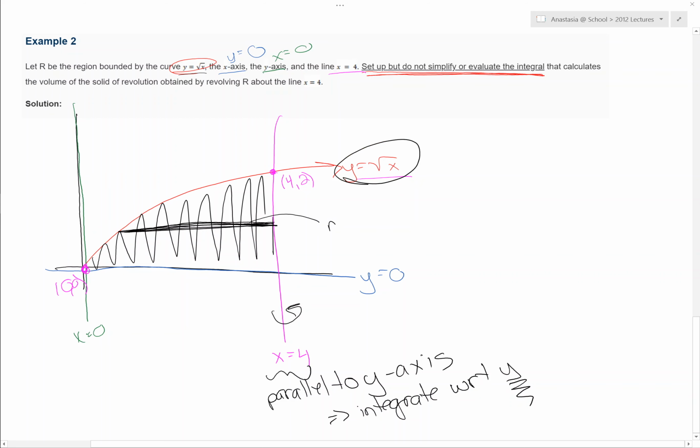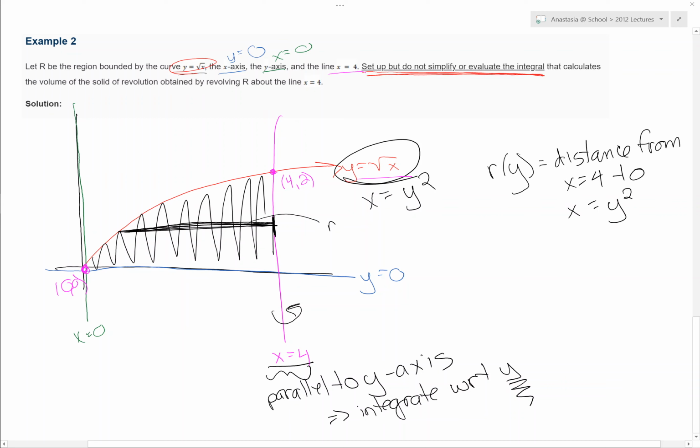So that means that we should probably rearrange our function so we get x equals y squared. We're going to have x equals 4 also. So then our radius will be r of y, and in words, it's going to be the distance from this line, x equals 4, and x equals 4 comes from our axis of revolution. So it's the distance from x equals 4 to x equals y squared.